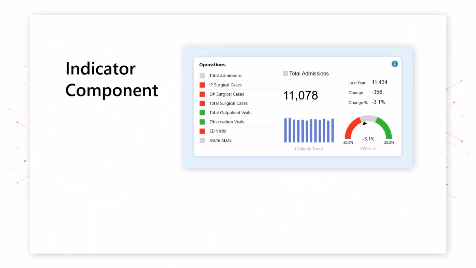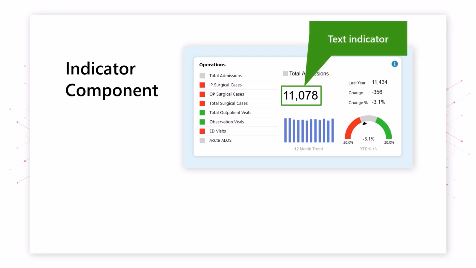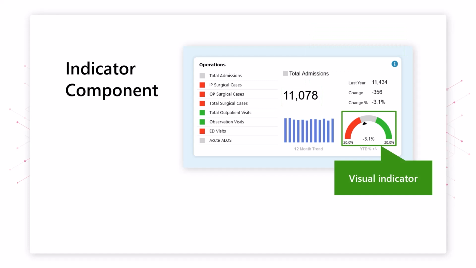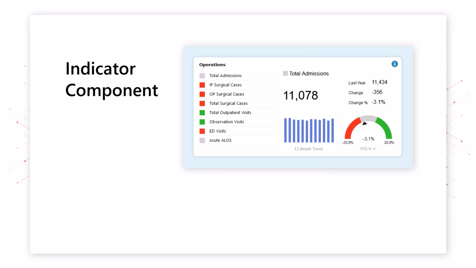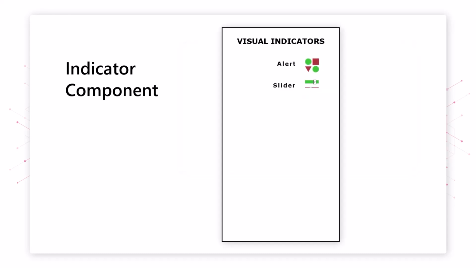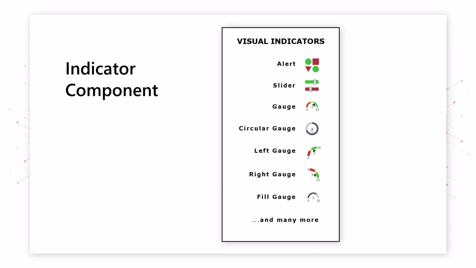Next, we'll take a look at the indicator component. Indicators provide a visual or text-based representation of data values. A text-based indicator shows the number value for the measure, while a visual indicator displays an icon to show the measure value. Visual indicators include alert, slider, gauge, circular gauge, left gauge, right gauge, fill gauge, and many more.